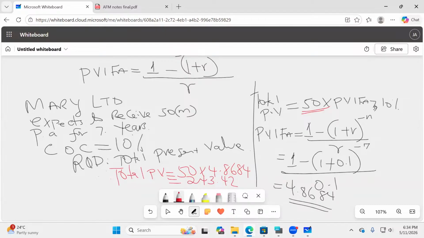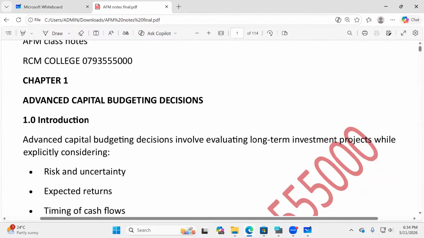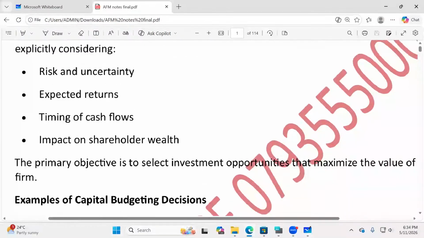We normally make decisions using net present value, which was not one of the requirements here. Here, the examiner wanted us to give them what we are calling the total present value. Ladies and gentlemen, then we can go straight away to our notes, advanced capital budgeting decisions. Remember, we had already introduced most of these things.